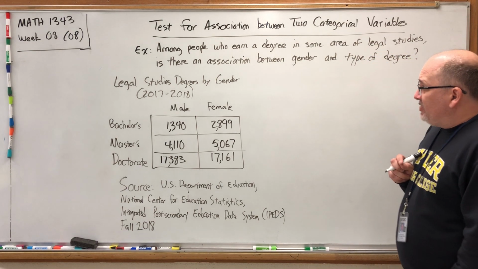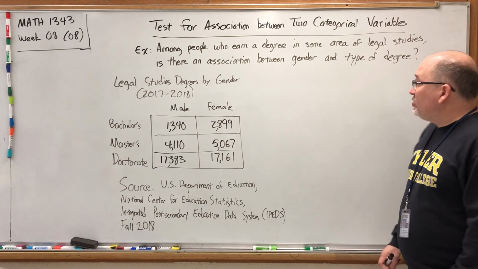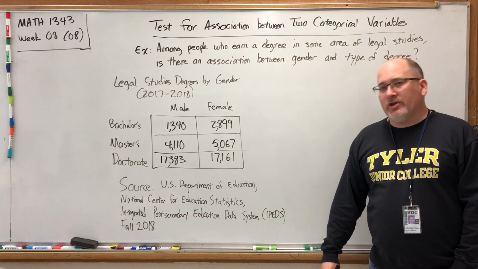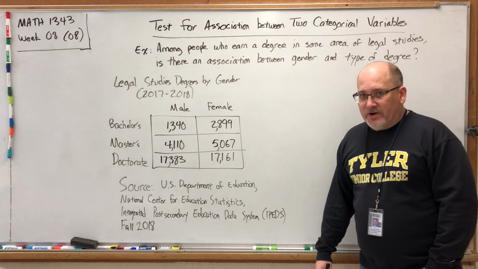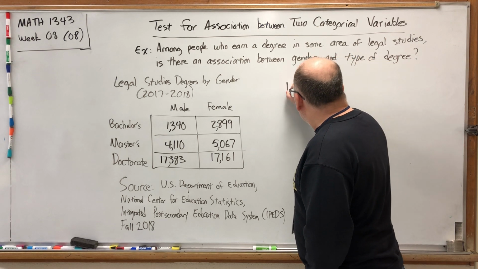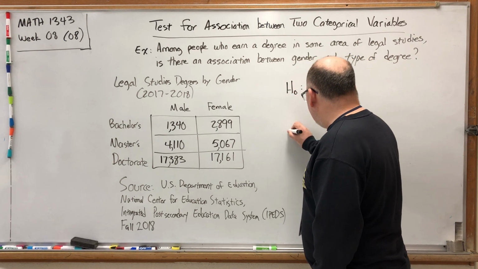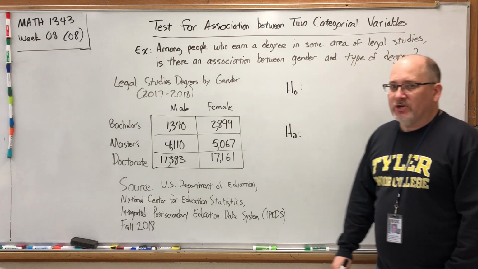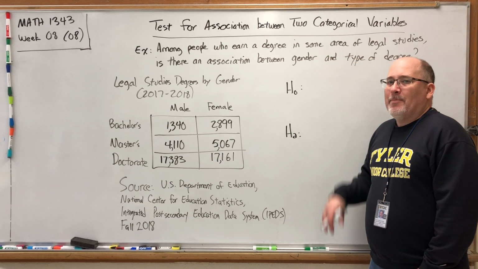There's only two hypotheses here, and both of them are going to be in words. The question is, is there an association? So the answer is either yes or no. One is the null, one is the alternative. One of the hypotheses is there is an association, and the other one is there is not an association. Which one do you think the null hypothesis would be?